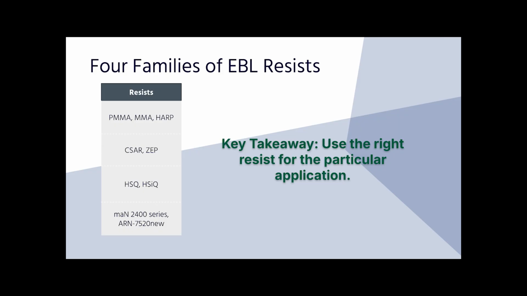There are 4 families of EBL resists. You may find that one resist will work for all of your processing, or you may need to use different resists for different processing steps. The best thing to do is to find and use the right resist for your application. But wait, didn't I just make the point that if you change your resist, you're changing the foundation of your process?